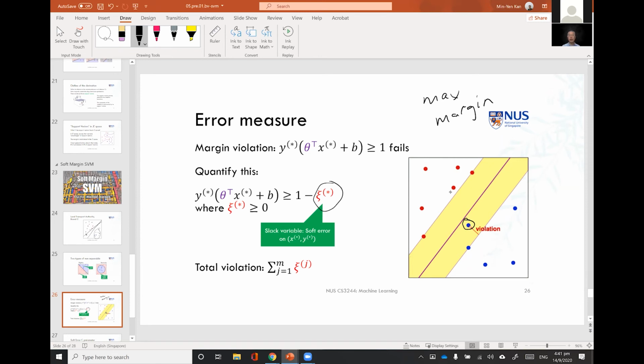It's on the yellow line, and sometimes you might actually have a blue point over here, which would be a very bad violation. It's completely on the wrong side of the highway. If we have things like that, we can still try to build a maximum marginal highway like this, except that some points are going to have error. So this is what this is quantifying. This term is a term per point. So for example, this point and this point will have a non-negative error.